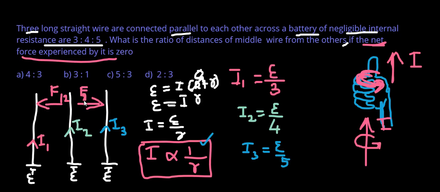F23, since this is the second wire and the third wire, the force between the second wire and the third wire, so we are going to write it as 23. So these both are going to be equal.